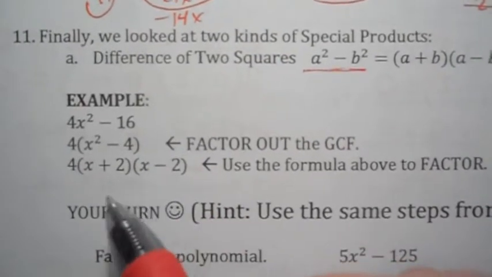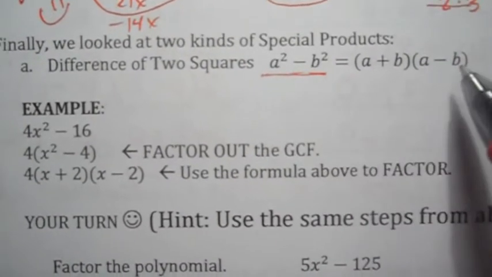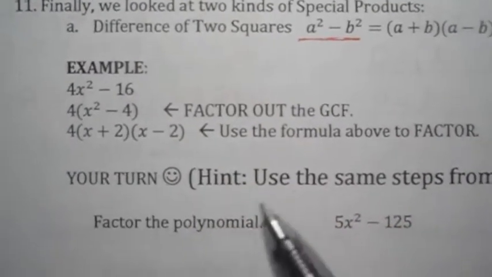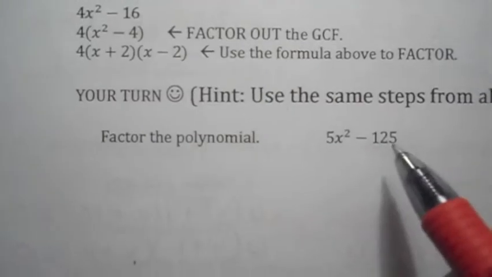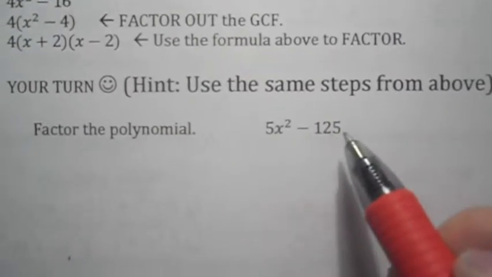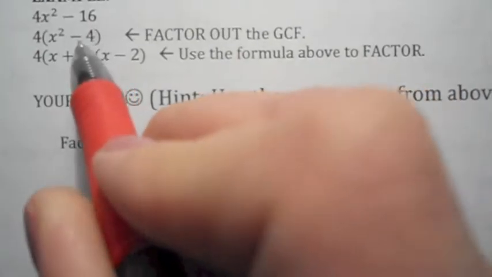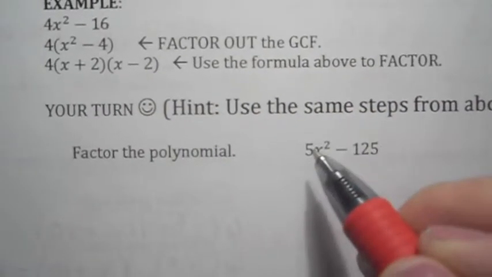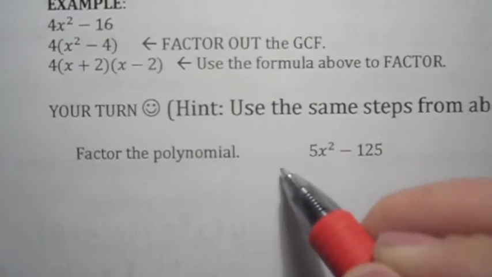So the same way that we were able to use this formula to find the factors of these difference of two squares, you're going to do that here. So we have 5x squared minus 125. Don't forget, first step, factoring out the GCF. Well, 5 is a factor of both, so let's factor out a 5.